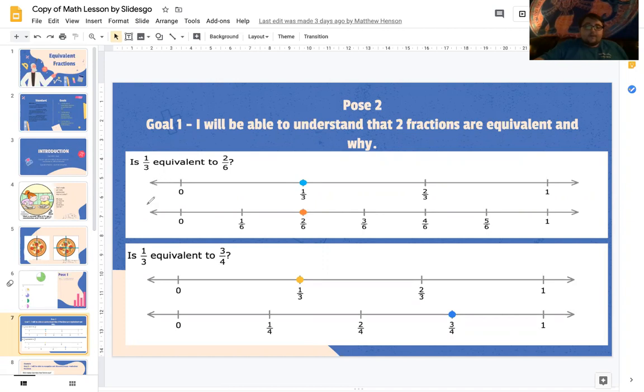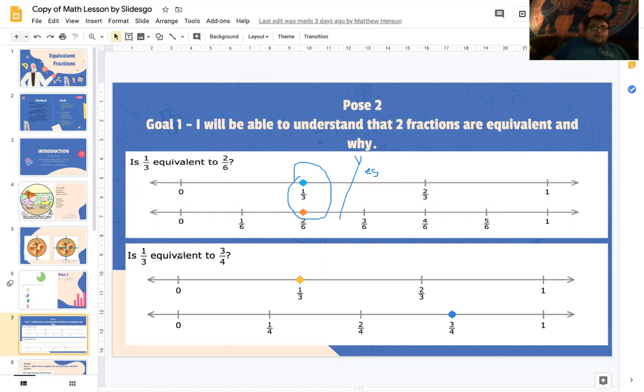You can see that the number lines start in the exact same place, and they end in the exact same place, so they're equally lined up. The only difference is this number line is cut into thirds, and this number line is cut into sixths. That's okay, because 1/3 and 2/6 are equivalent because they match up on the number lines. So yes, they are equivalent because they're in the same part of the number line.